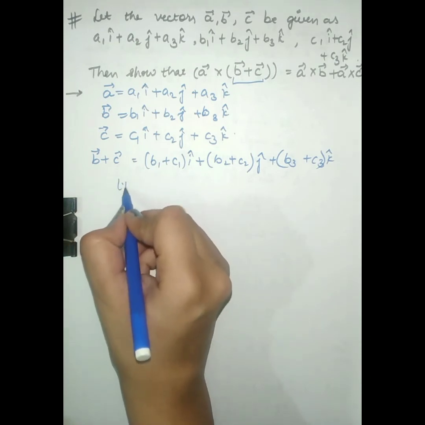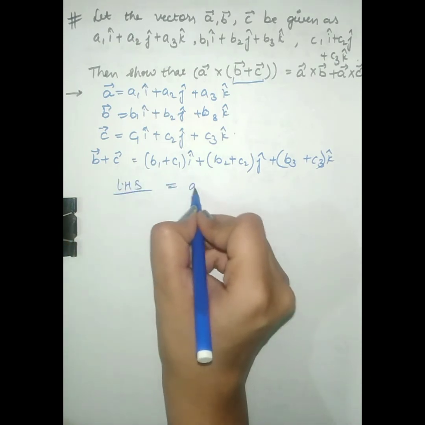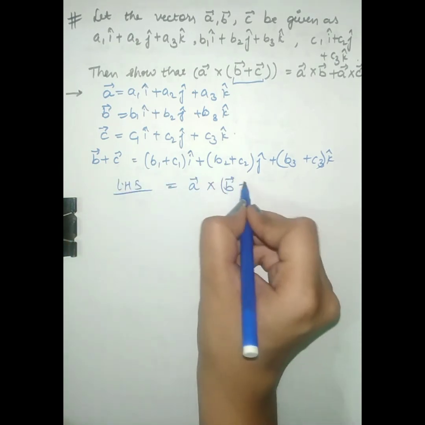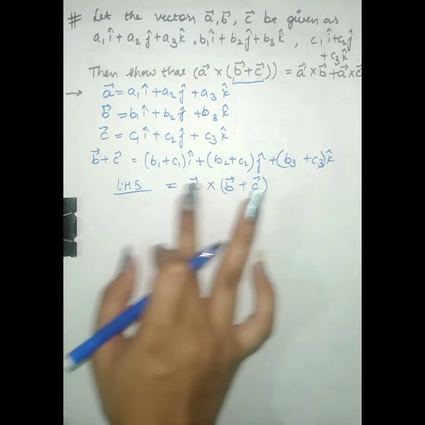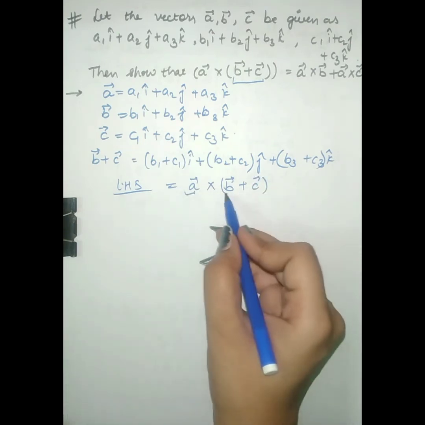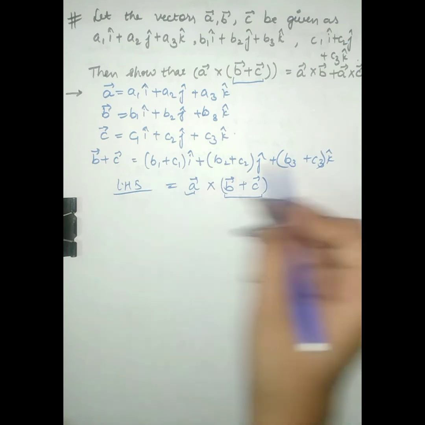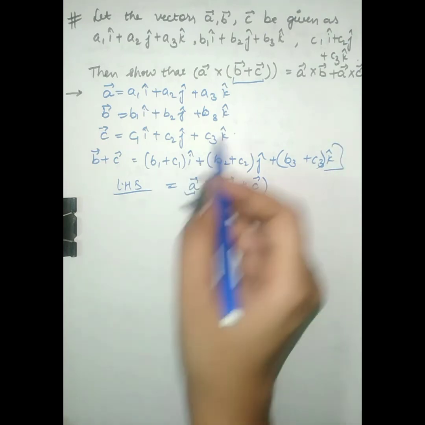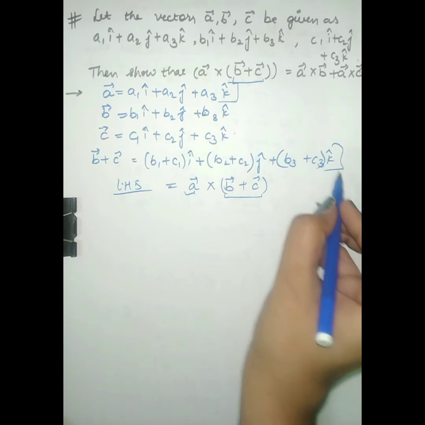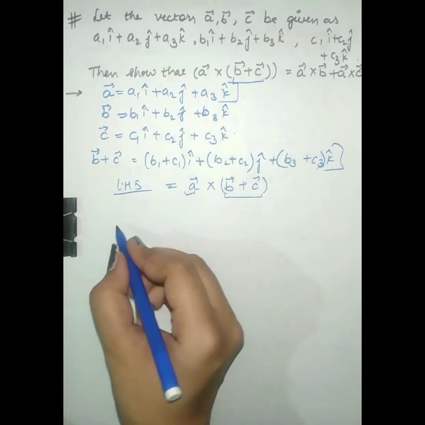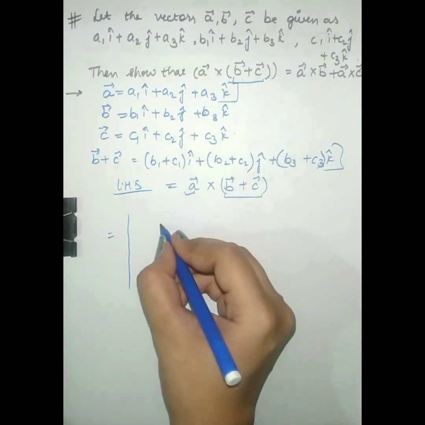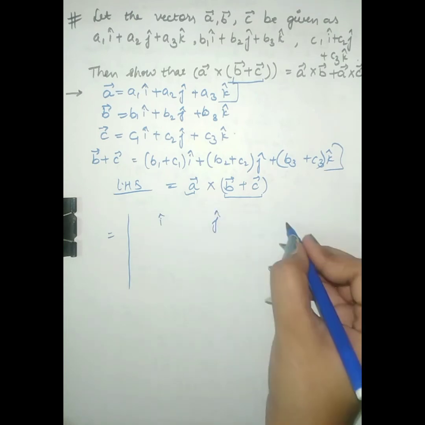Now we have to take the left hand side, which will be equal to A vector cross of B vector plus C vector. Now we have to find this cross product. A vector, B vector plus C vector will be equal to this, and A vector is this. So we will find the cross product between them. So now let us find the cross product.